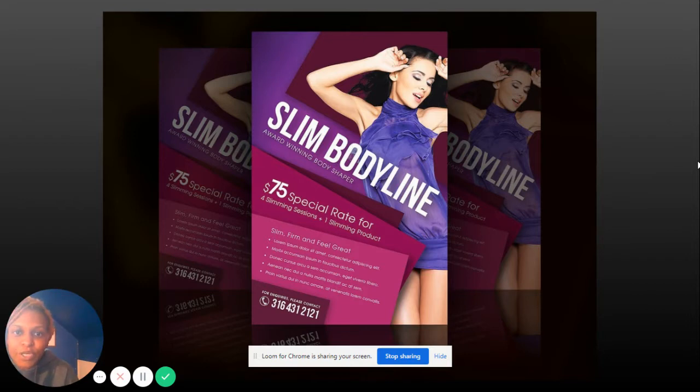So here is an example of a design for an ad. In this ad, they are promoting a service. So these are slimming sessions that get your body down to being skinnier, but it's also motivating. So somebody that wants to slim their body line is going to be motivated by this.